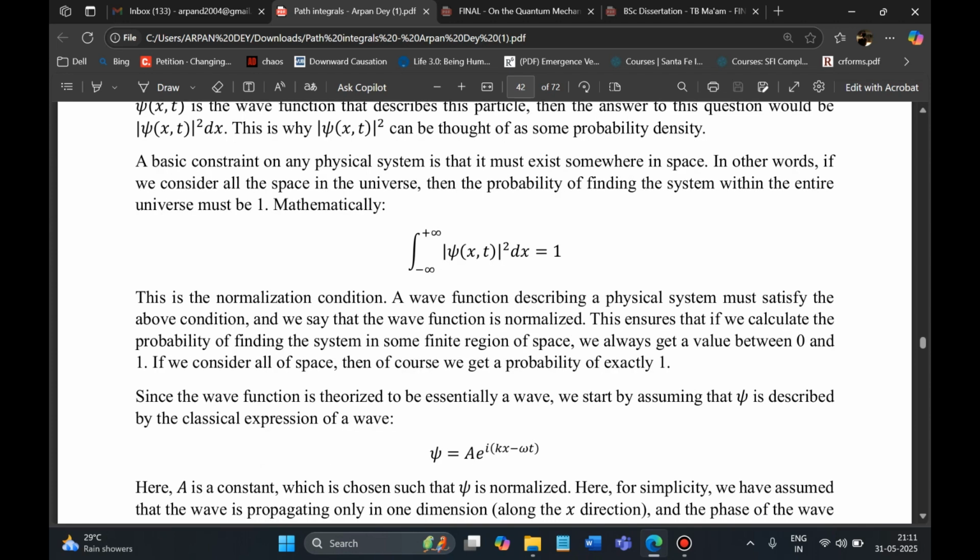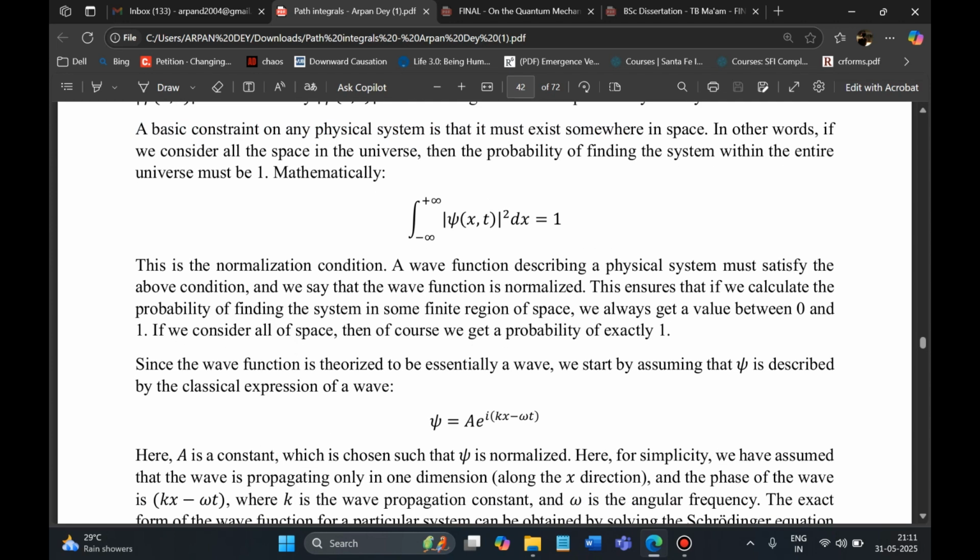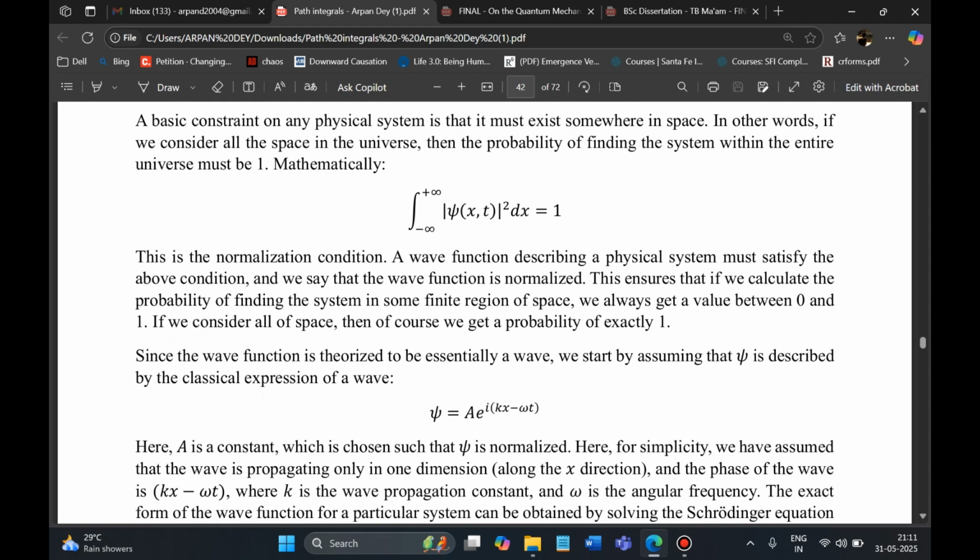Now a basic constraint on any physical system is that it must exist somewhere in space. If it doesn't exist anywhere in space, then it's not a physical system at all. So in other words, if we consider all the space in the universe, that means if the limits of the space integration over the position variable are minus infinity to plus infinity, then the probability of finding the system or particle within the entire universe must be 1. The particle must be somewhere in all of space, right? And that is the normalization condition. Integration from negative infinity to positive infinity of this probability, that's mod psi squared dx, must be 1.